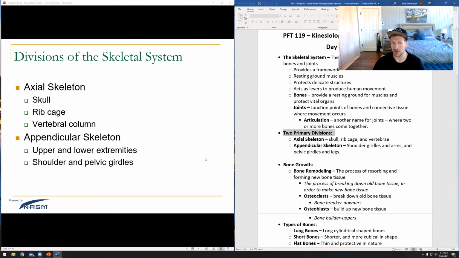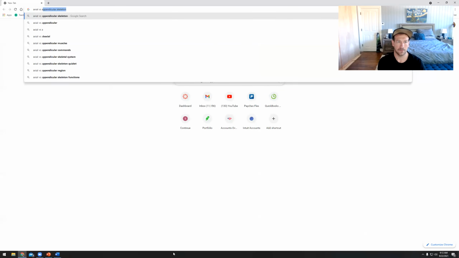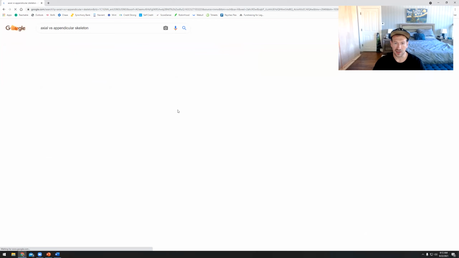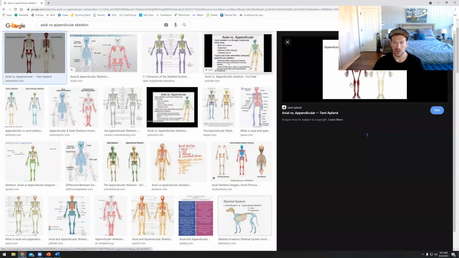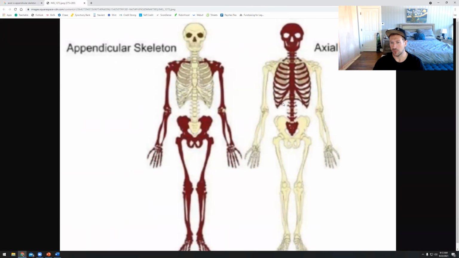There are two primary divisions of your skeletal system: the axial section and the appendicular section. Axial means close to the midline, like your axial line. So the stuff that's most central is your axial skeleton. Right here, that's your skull, your spine, so all of your vertebrae, and your rib cage. So this is the axial section.